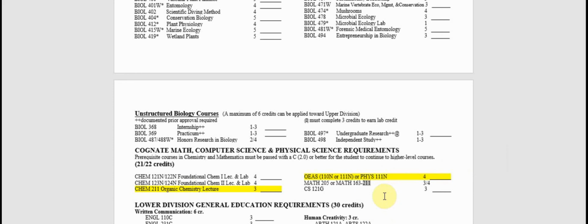All right, all in all, I think that sums up the general biology major nicely. If you have any questions, be sure to write them down and to contact your academic advisor over email.